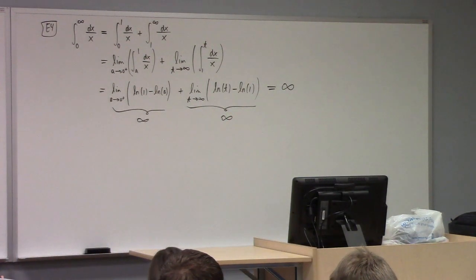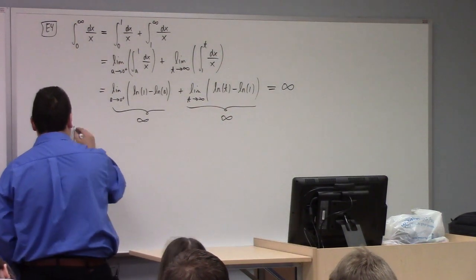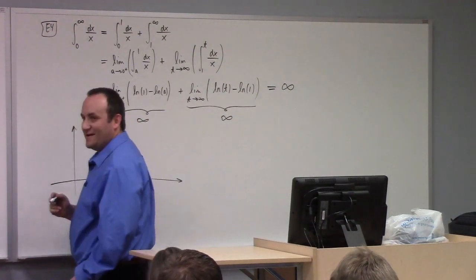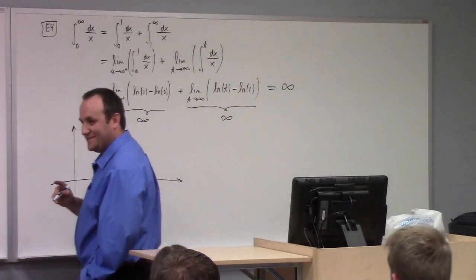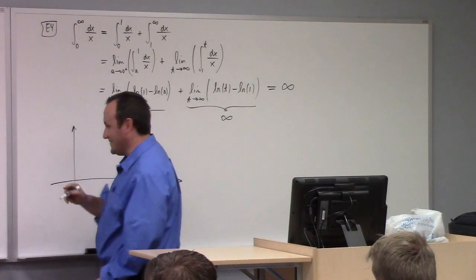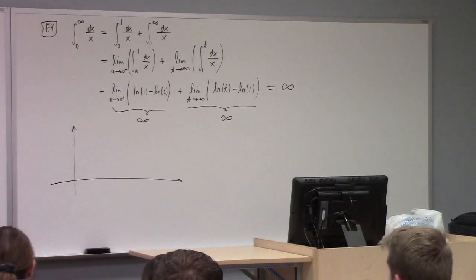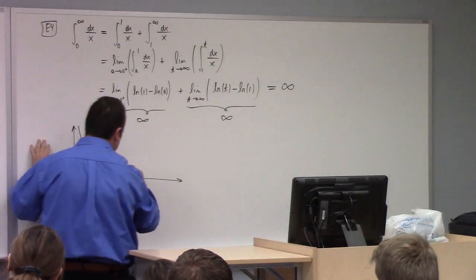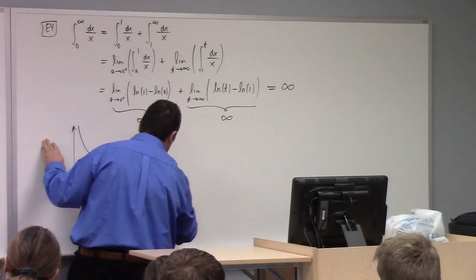Let me draw a picture and explain what's going on here. So the graph y equals 1 over x, I learned my lesson. y equals 1 over x is where? Like this, right? Okay.